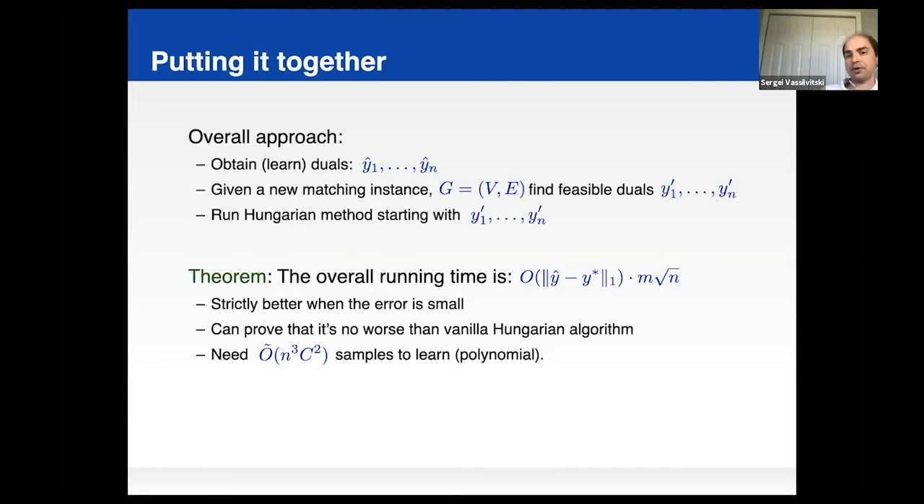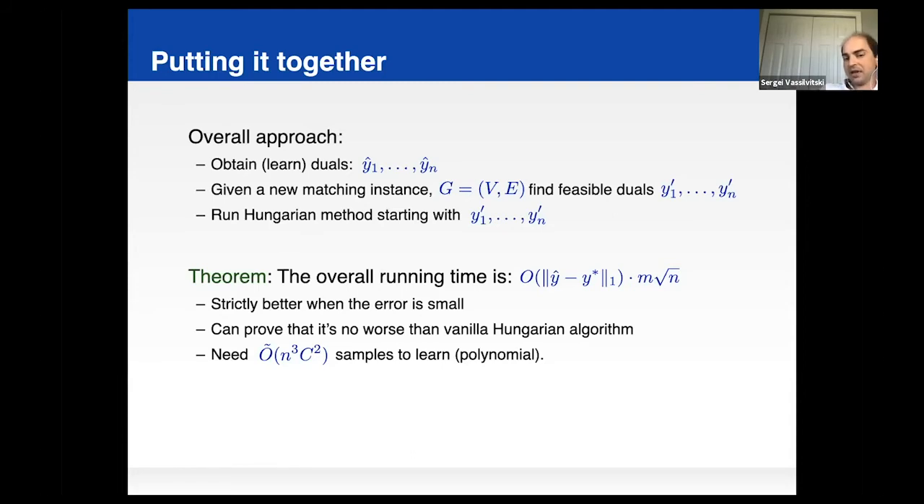Now we can put this all together and say, what is our approach? I have a lot of these min-cost perfect matching problems. I'm going to somehow obtain these predicted duals. Maybe I learn them. Maybe I use the ones from yesterday. Maybe somebody gives them to me. However I want to do it. Given a new instance, I'm going to project these predicted duals down to something feasible. And then I'm going to run the vanilla Hungarian method starting with these projected down duals.